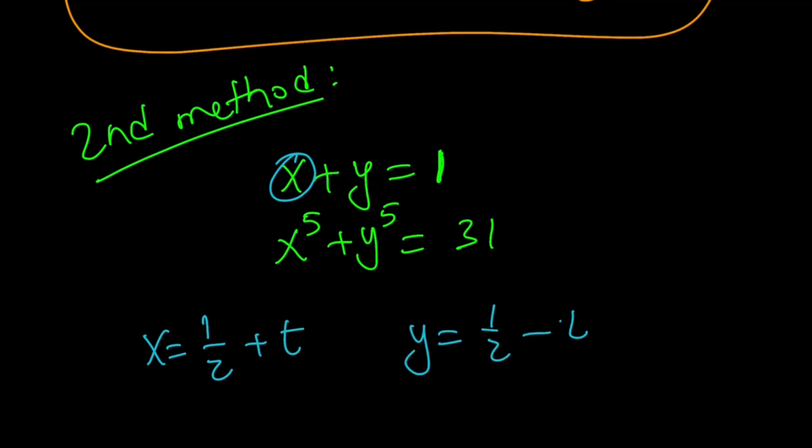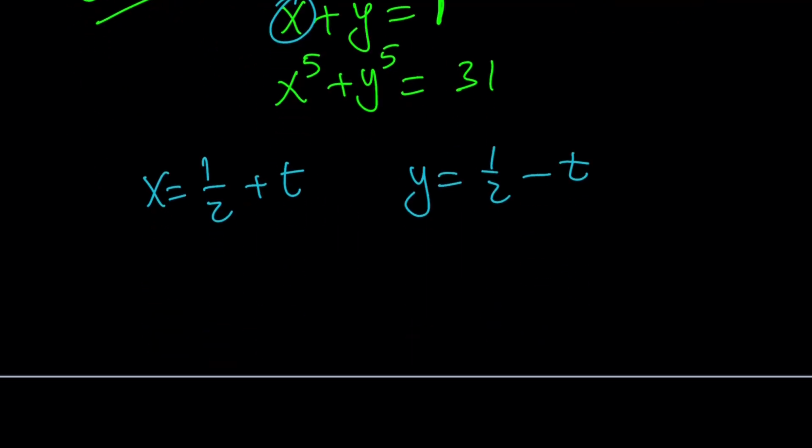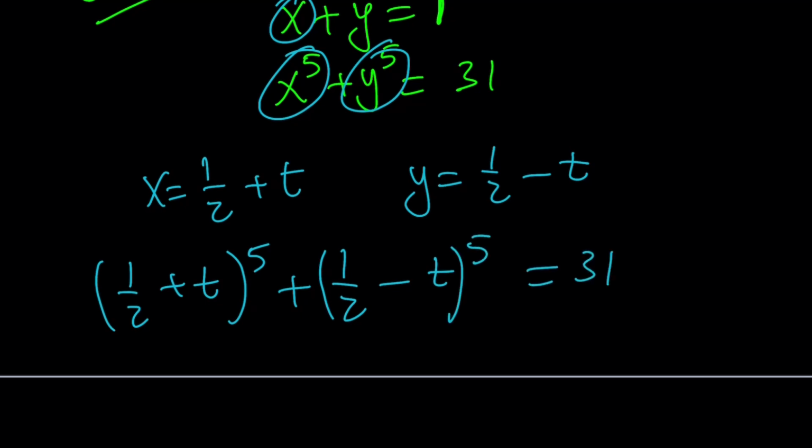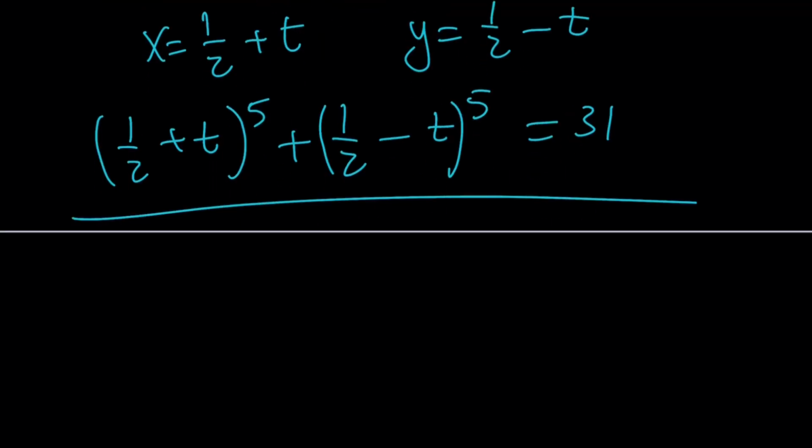Why am I doing it? Because I want to use conjugates, because of symmetry. Look at that. So now if you plug those in here, you're going to get 1/2 plus t to the 5th power plus 1/2 minus t to the 5th power equals 31. And guess what? Use the binomial theorem, a lot of things are going to cancel out. To keep a long story short, I'll give it to you. If you add these up and simplify, you're going to get something like this.